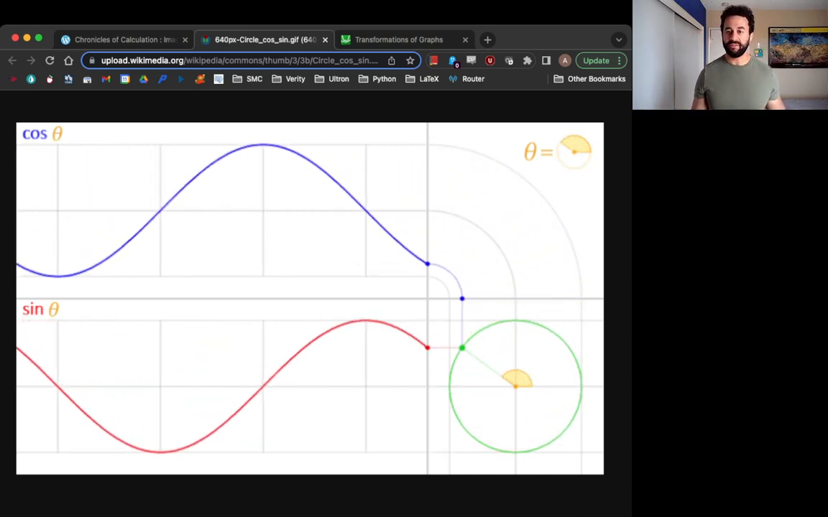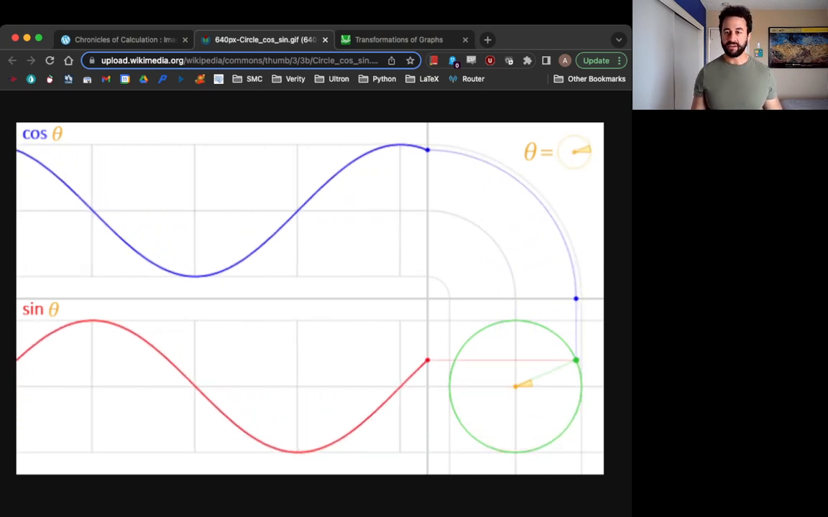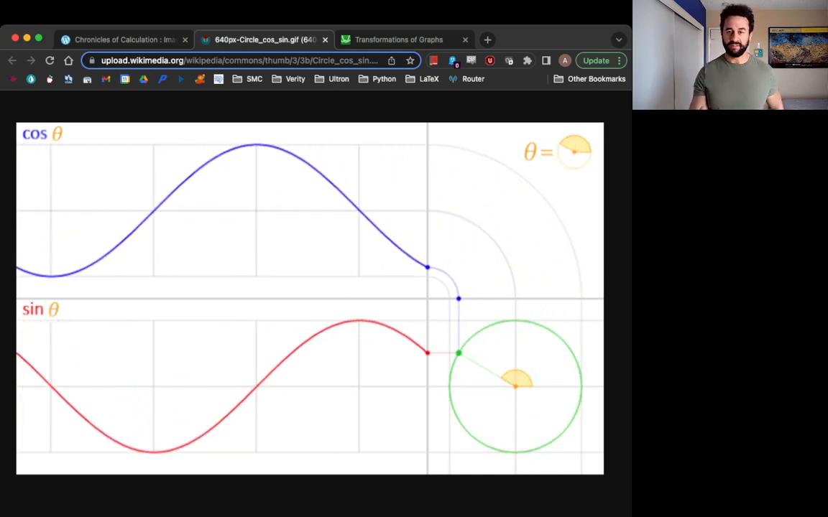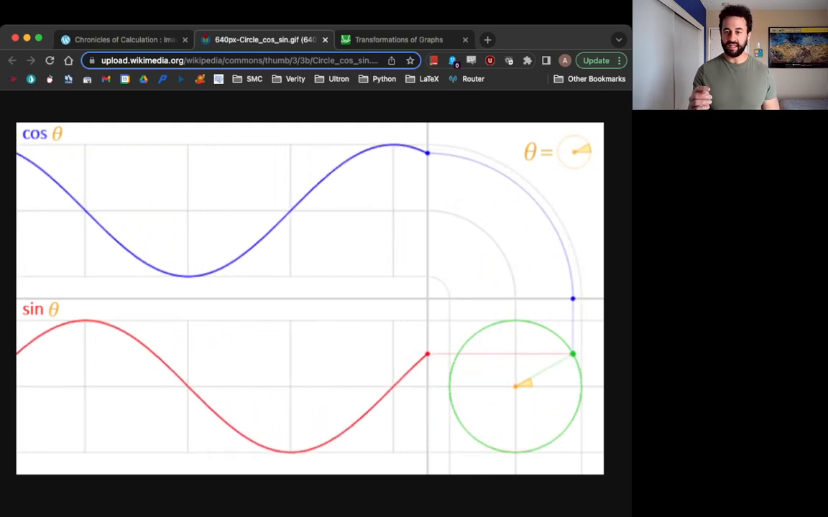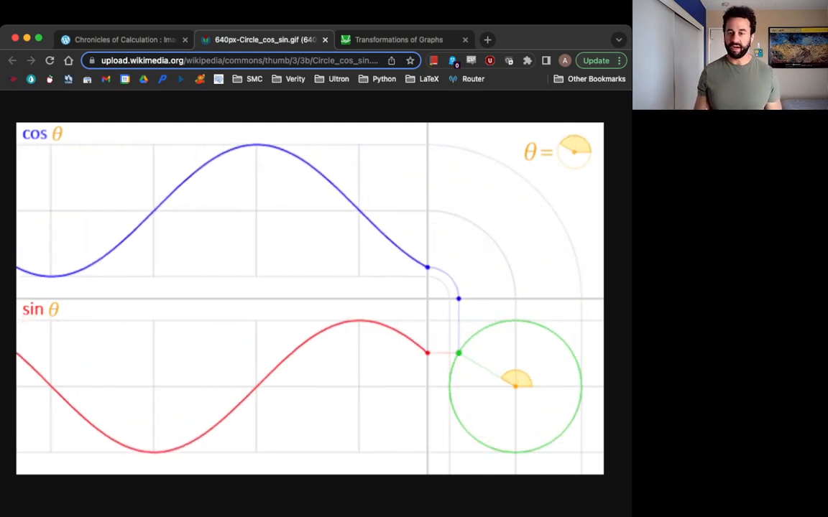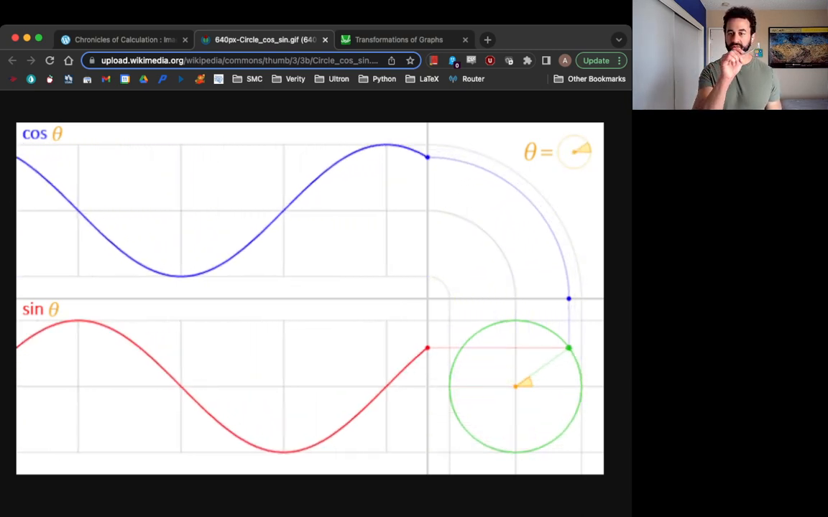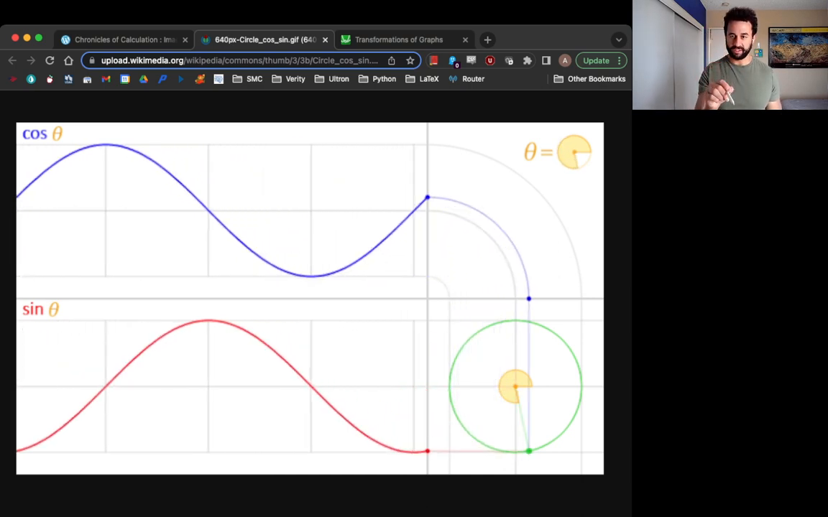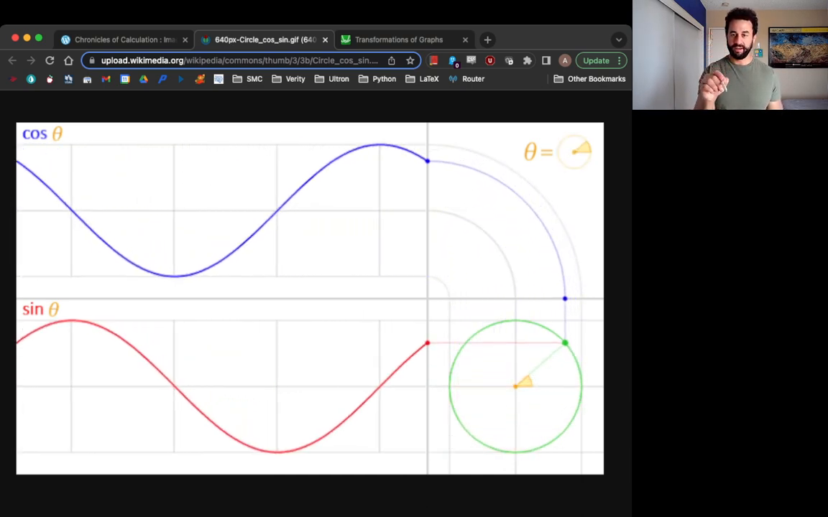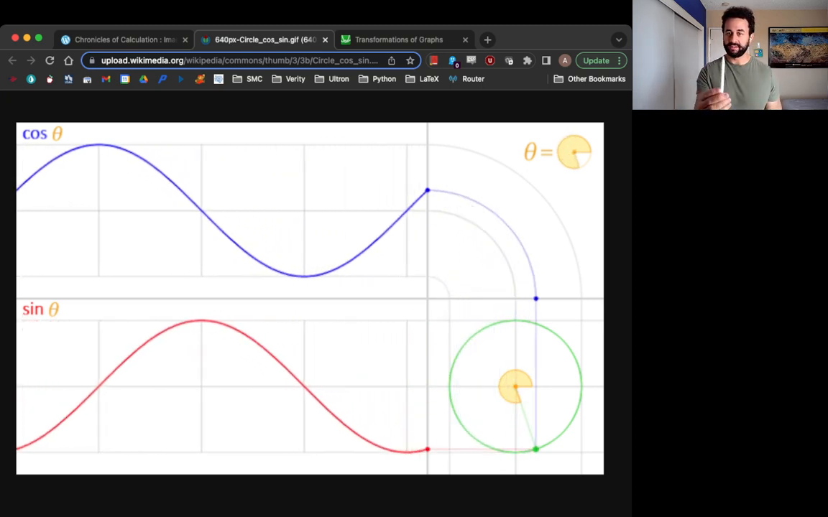So just like the previous animation, the vertical displacement is the sine function, and here they've let theta be like a yellow angle. As theta goes from 0 all the way to 2 pi, that green point on the circle moves all the way around the circle. And then it traces out the sine function, which is vertical displacement, and then it traces out the cosine function, which is horizontal displacement.